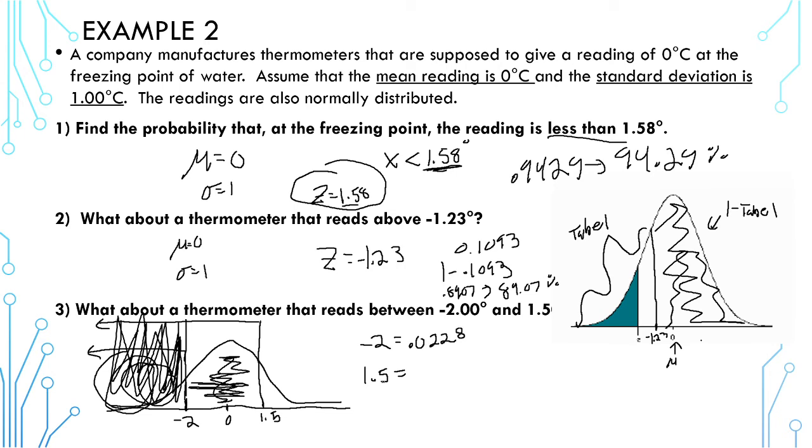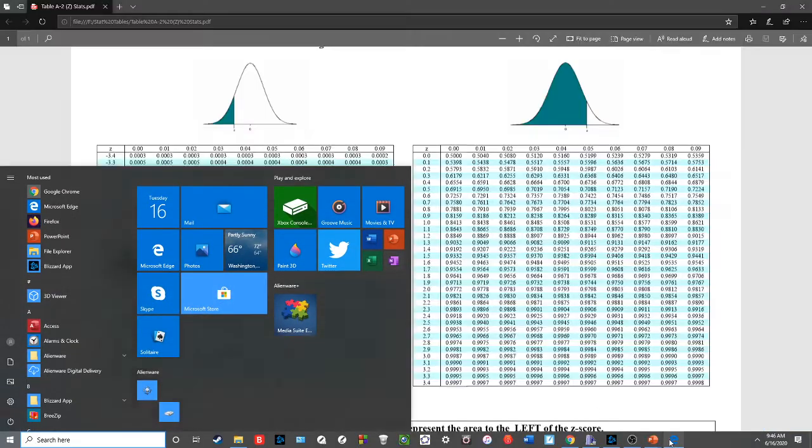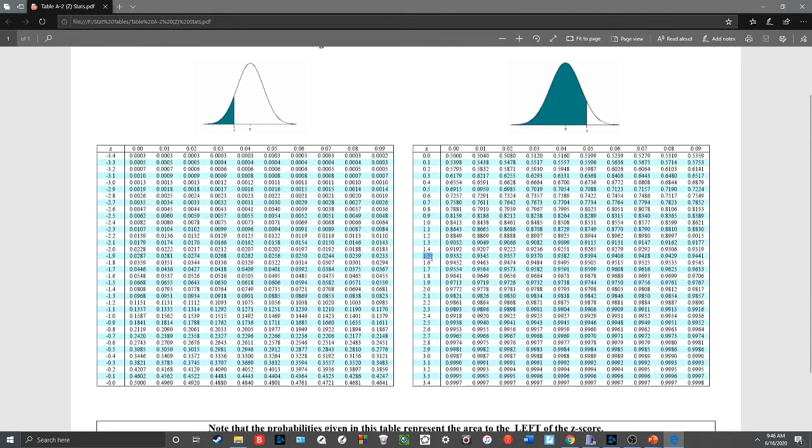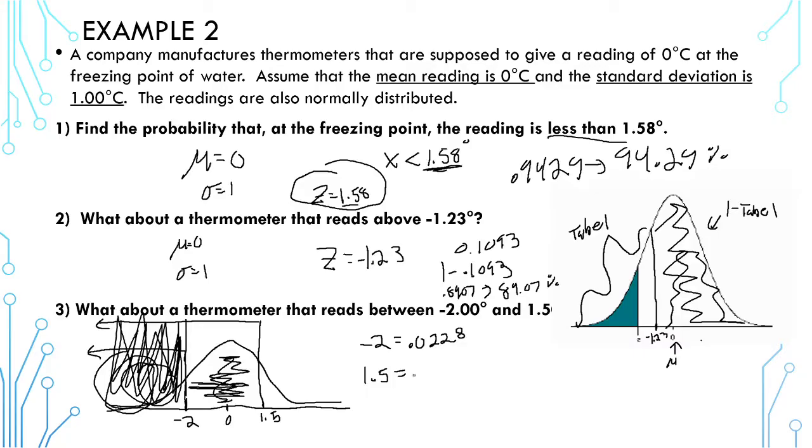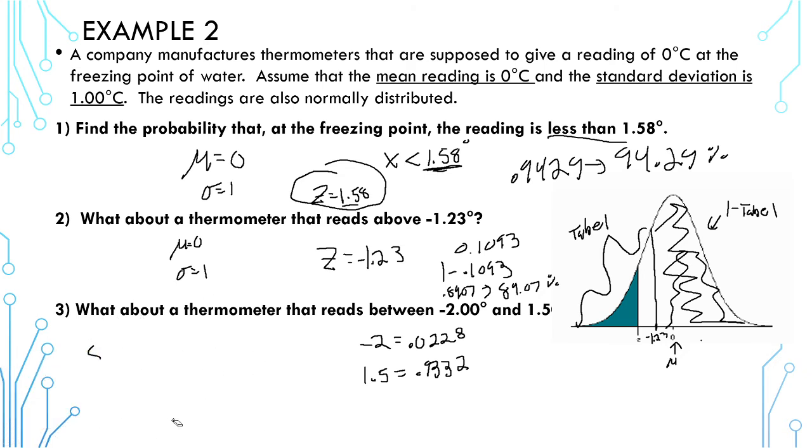0.0228, and then positive 1.5. So going back to my table here, here's 1.5, and then again 0, 0. So that would be 0.9332. So again, if I redraw this graphically just to show you why this subtraction stuff works, let me use my thing here.